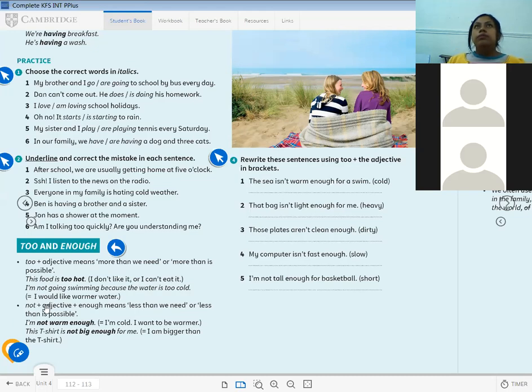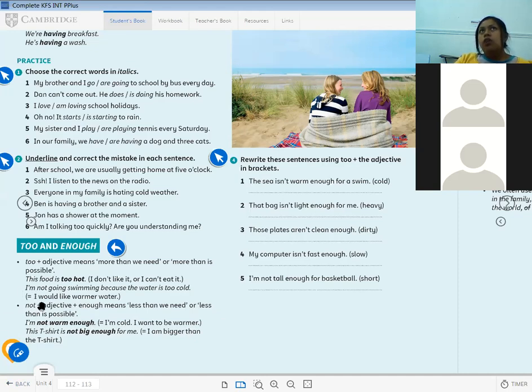Okay, now we have not plus adjective plus enough, which means less than we need or less than is possible. For example, I'm not warm enough. I am cold. I want to be warmer. Okay, this t-shirt is not big enough for me. I am bigger than the t-shirt.